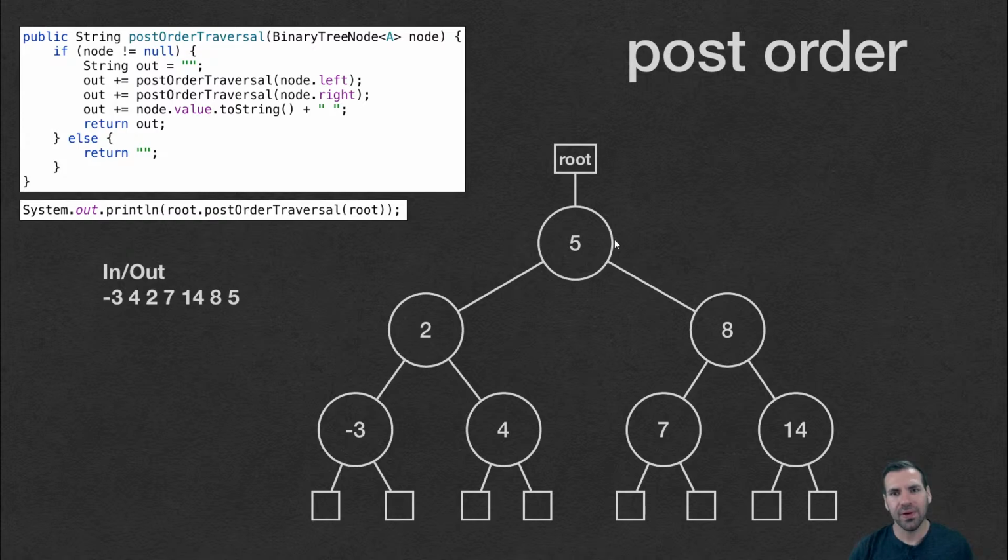So those are our 3 different orders. The most important one to us in 116 is going to be in order. It's the one we're going to actually extract some use out of. Pre-order and post-order, we're just not going to see any applications where that's going to be critical. There are applications out there.